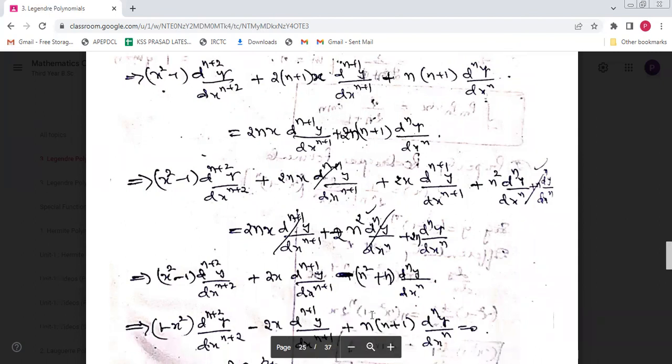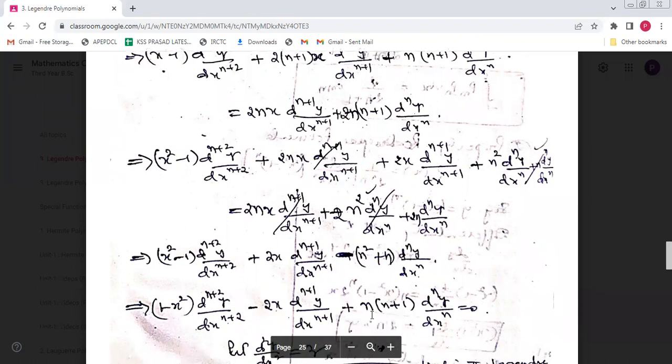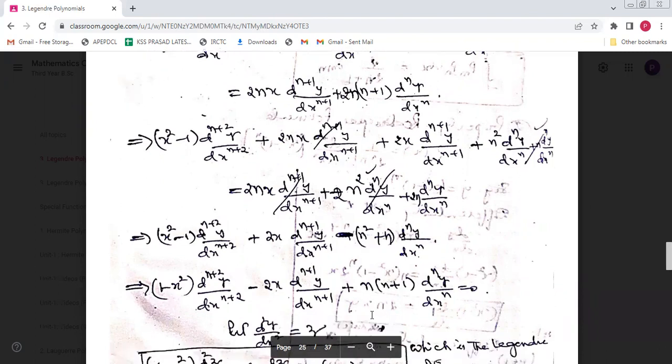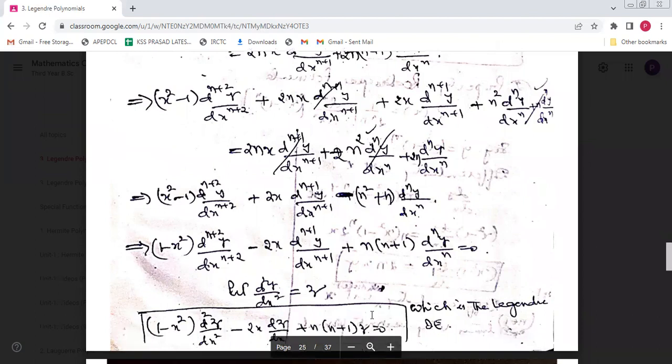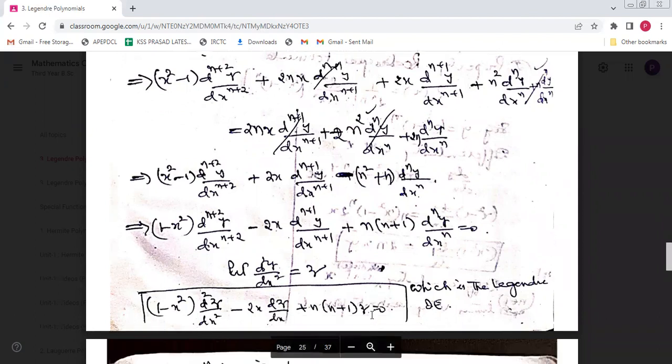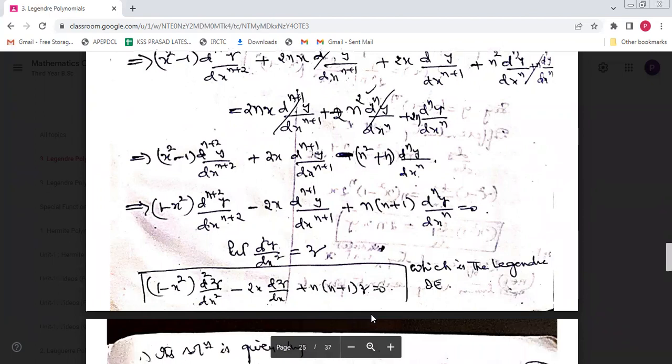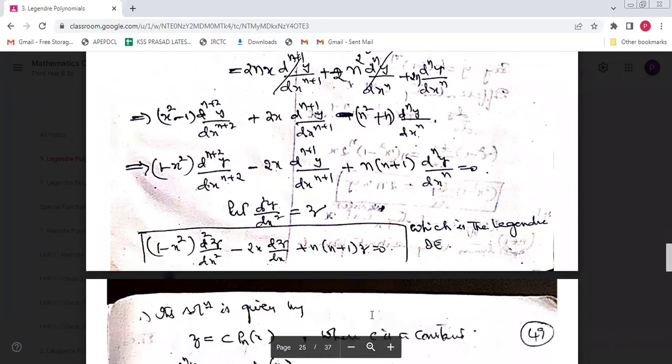So finally we conclude: (1 minus x square) times the second derivative of y with respect to x, minus 2x times the first derivative, plus n into n plus 1 times y, equal to 0, that is, (1 minus x square) d square y by dx square minus 2x dy by dx plus n into n plus 1 times y equal to 0, which is the Legendre differential equation.